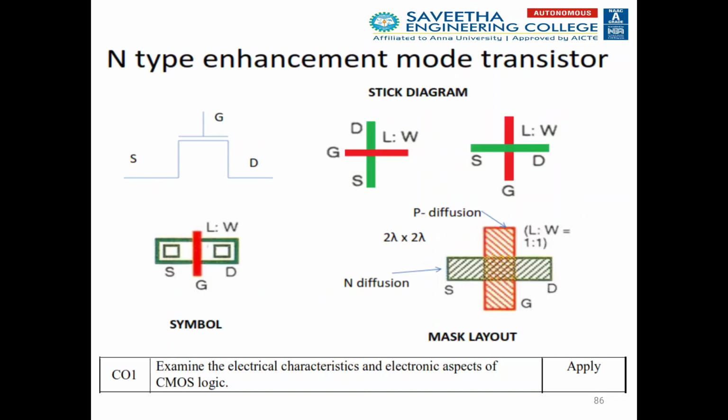N-type enhancement mode transistor. So here is the N-type CMOS transistor, the NMOS transistor, with drain, source and gate. The physical symbols are given here. As per your stick and layout diagram, the red color and green color should be used here. Both are different kinds of material crossing or touching, so this kind of symbol should represent the N-type transistor.